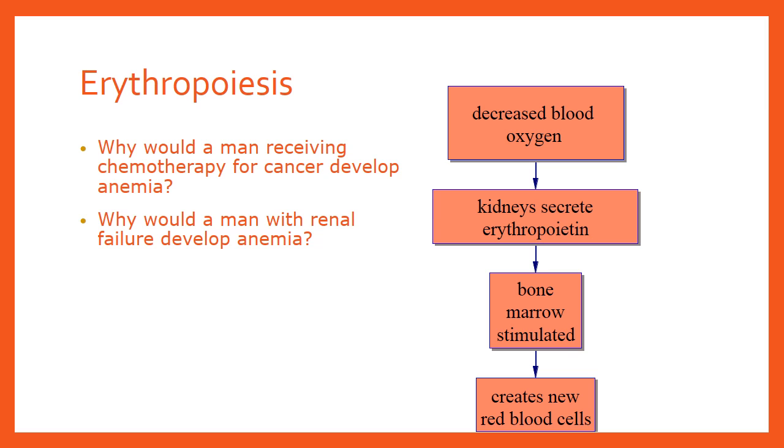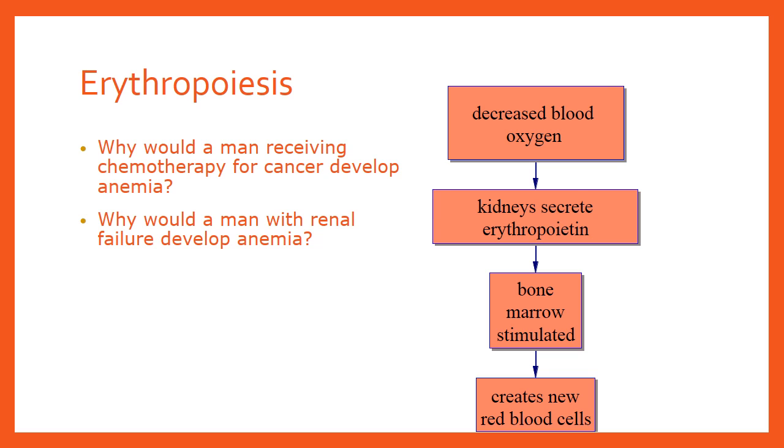So to answer these questions: why may a man who is receiving chemotherapy for cancer develop anemia? Because chemotherapy can be destructive to bone marrow, and it will result in anemia. And why would a man with renal failure develop anemia? Because the kidneys won't be able to respond correctly to the need for erythropoietin. Kidneys won't respond when decreased blood oxygen is present.